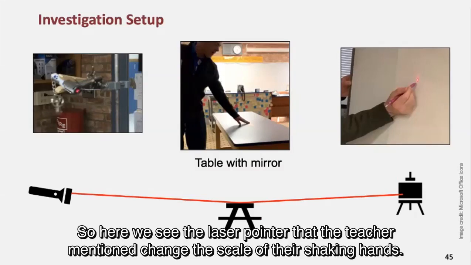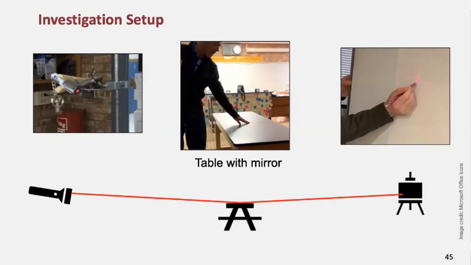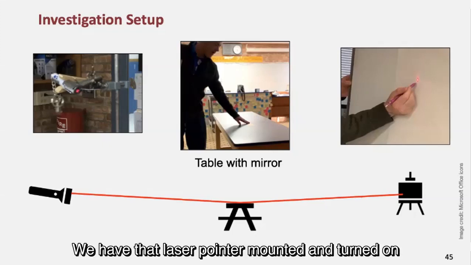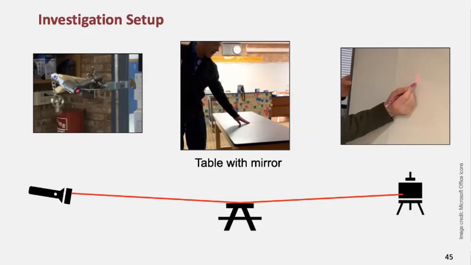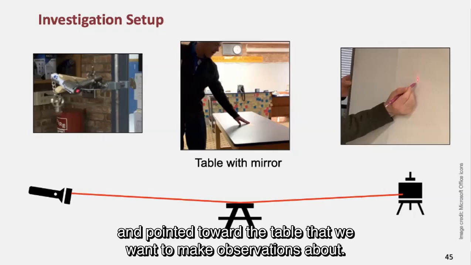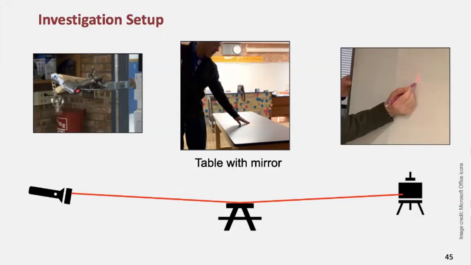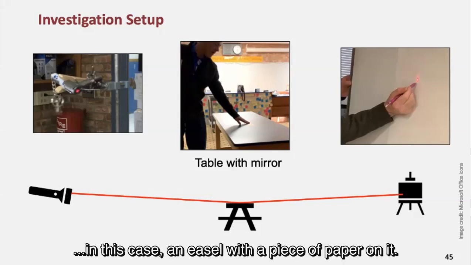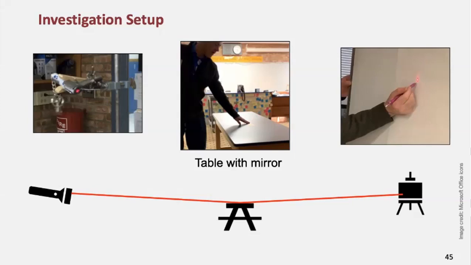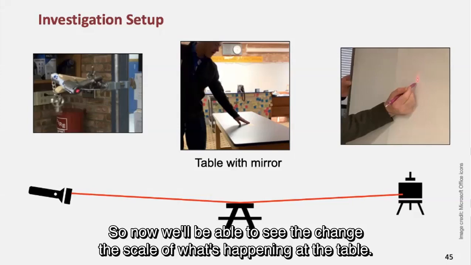So here we see the laser pointer that the teacher mentioned changed the scale of their shaking hands. We have that laser pointer mounted and turned on and pointed toward the table that we want to make observations about. On the table, we happen to have a mirror so that the laser pointer doesn't stop there and instead reflects over to, in this case, an easel with a piece of paper on it. So now we'll be able to see or change the scale of what's happening at the table.